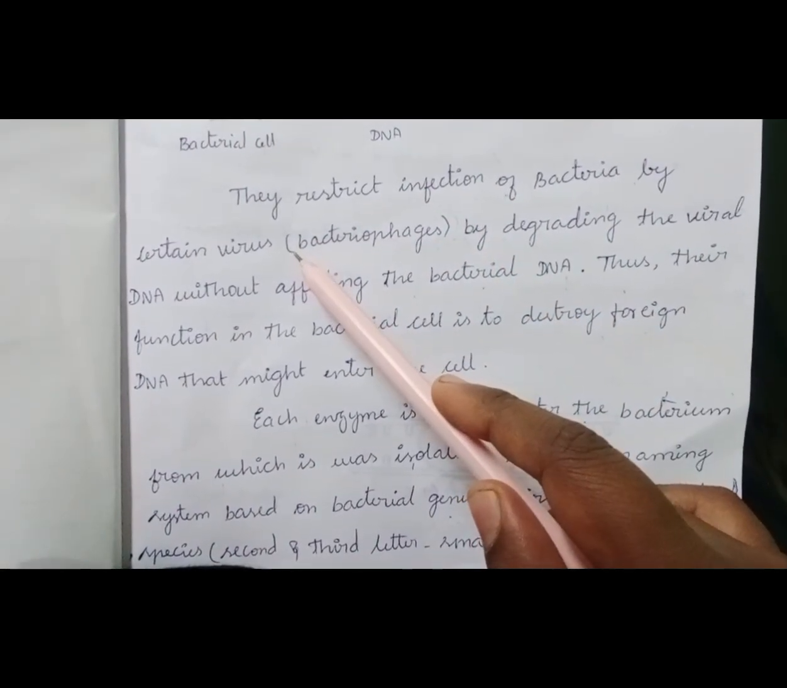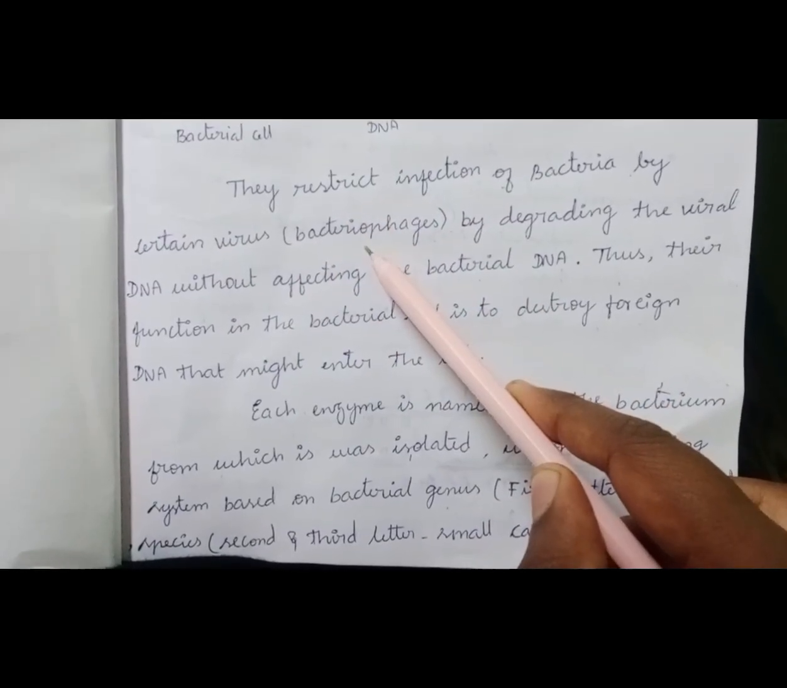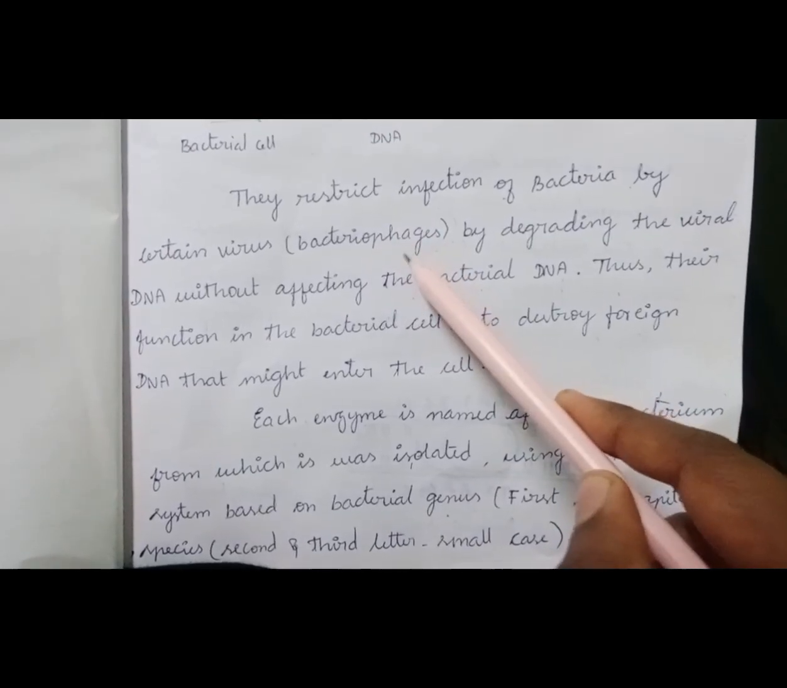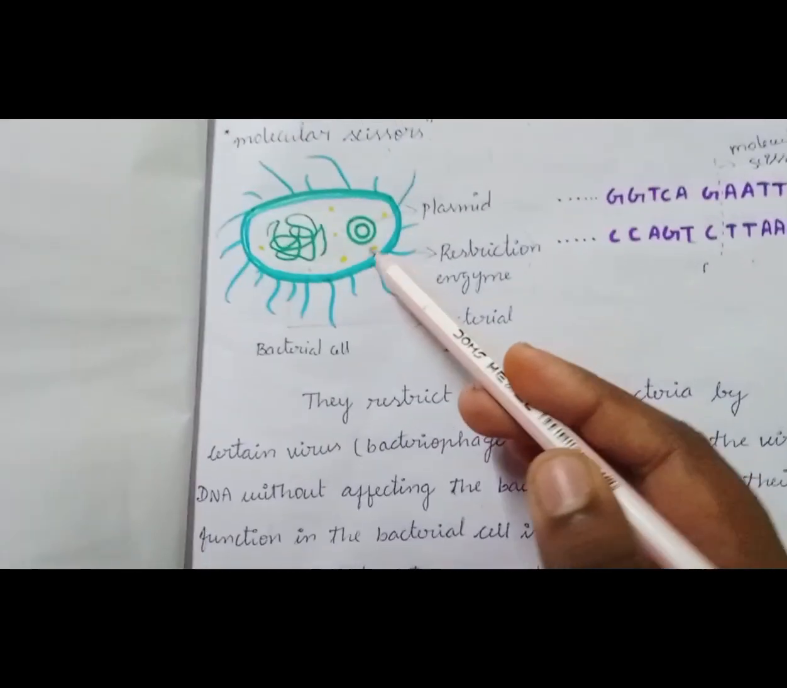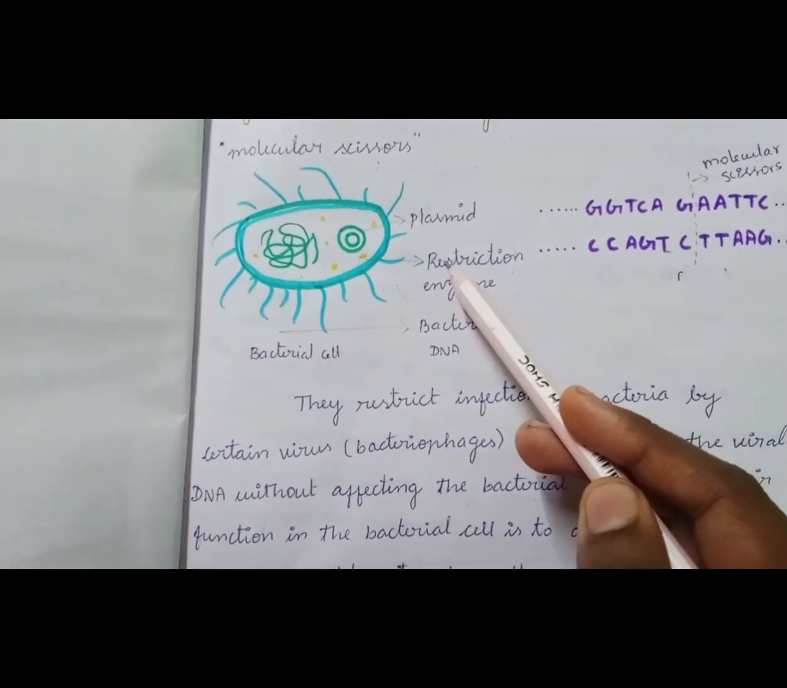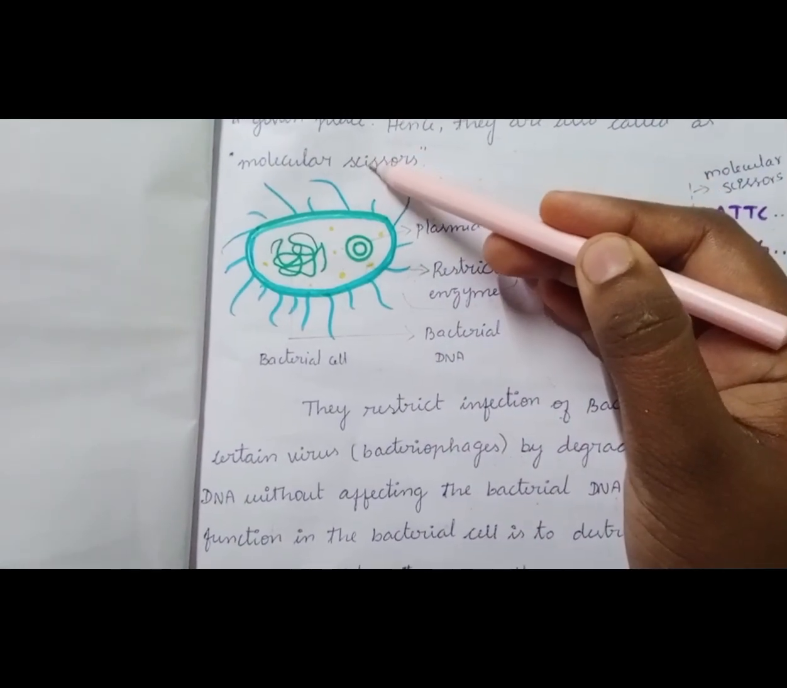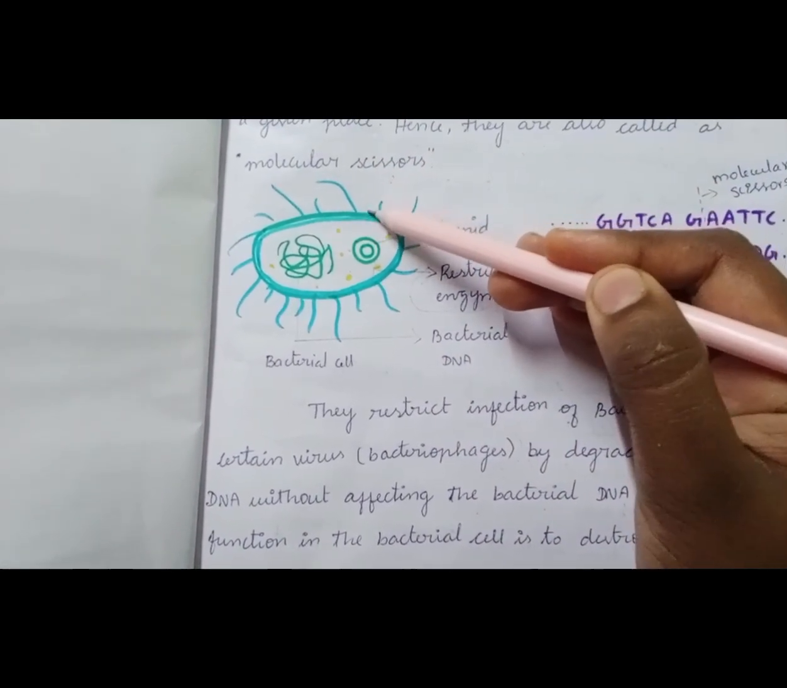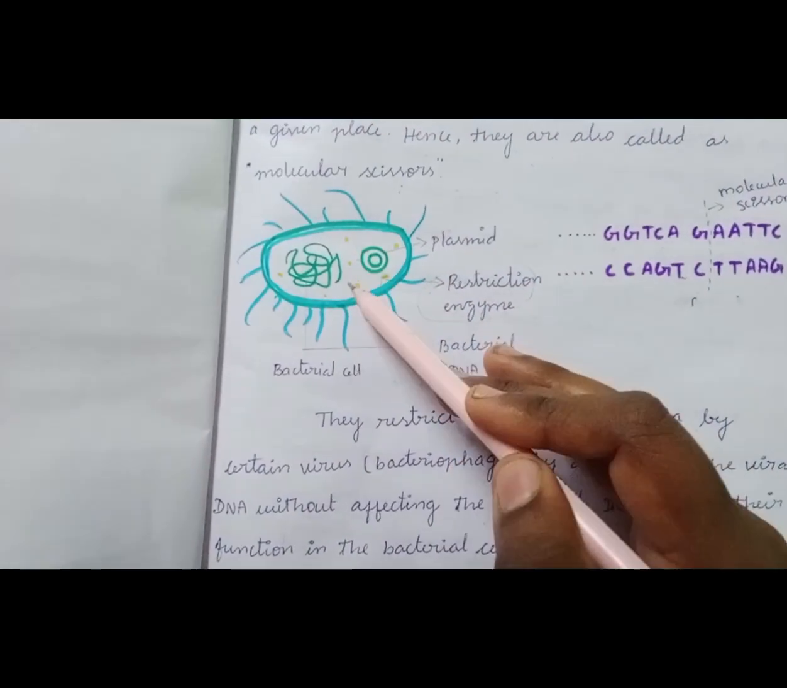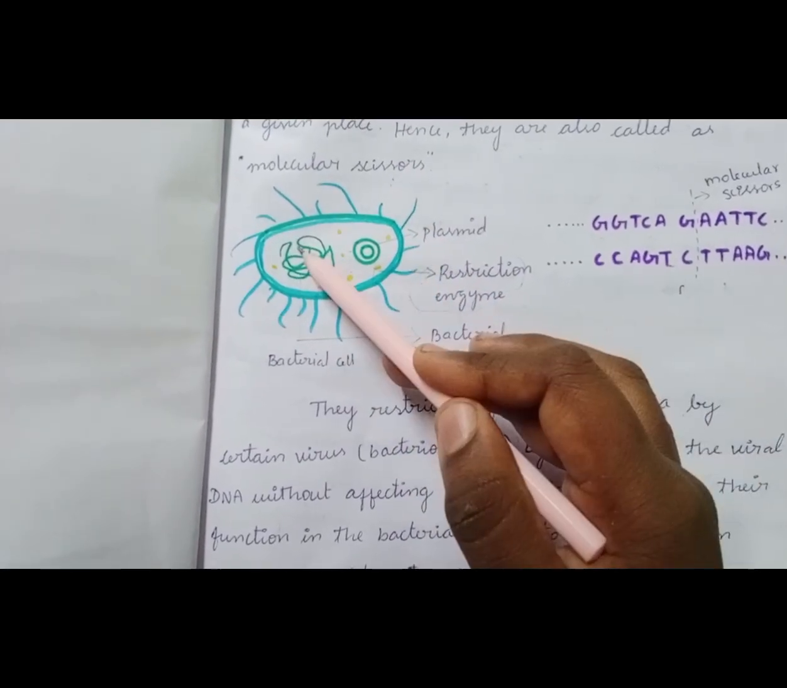We are all familiar with the word bacteriophage. A bacteriophage is a virus that infects bacteria. Let us see an example. Consider a healthy bacterium having restriction enzymes in its cell. When viral DNA is injected into or enters the bacterial cell, it is degraded by the restriction enzymes to protect the bacterial cell.